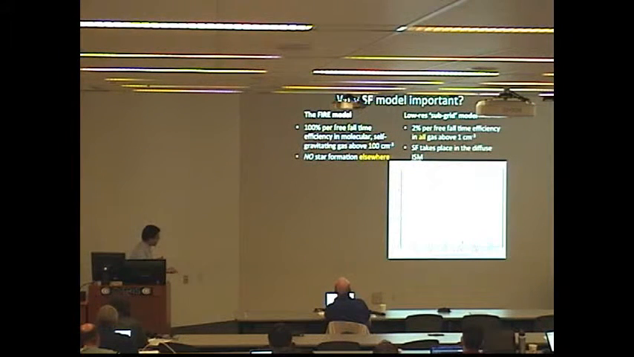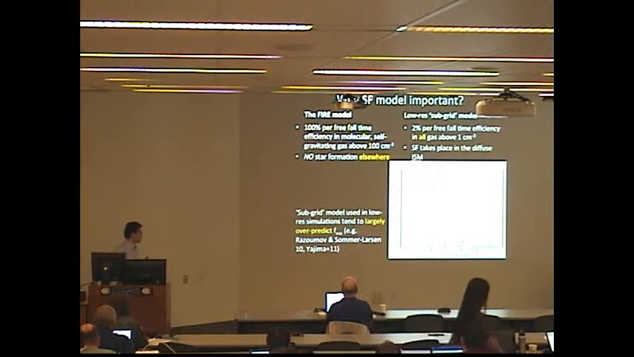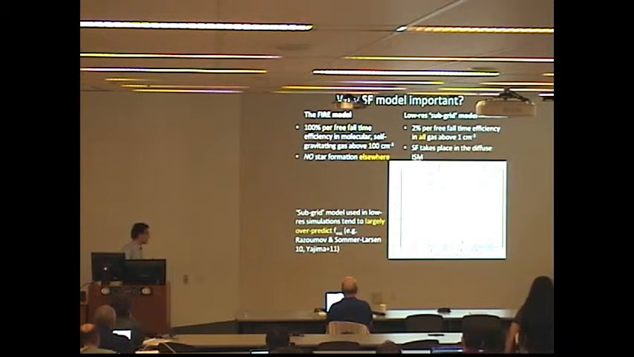For the standard FIRE simulation, as we have already seen, the average escape fraction is roughly at the 5% level. But for the low-resolution subgrid model we intend to mimic, we got like 30% or even above. So this is a caveat for some of the subgrid models used in low-res simulations. They may tend to over-predict the escape fraction largely.